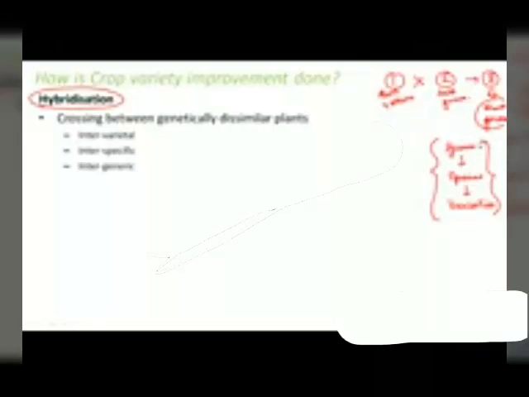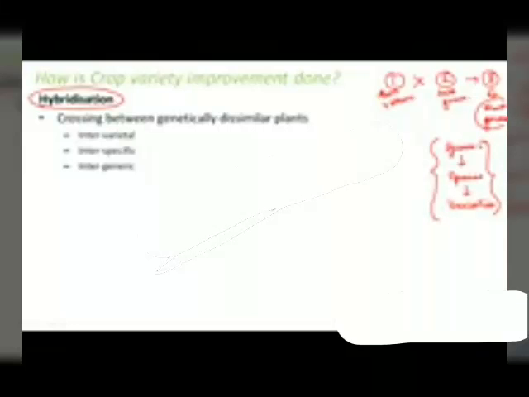That means if we have two plants of the same genus, they can be of two different species. Similarly, if we have two plants of the same species, they can be of different varieties. So I'm sure you're not getting everything very clearly. Let us take one example.